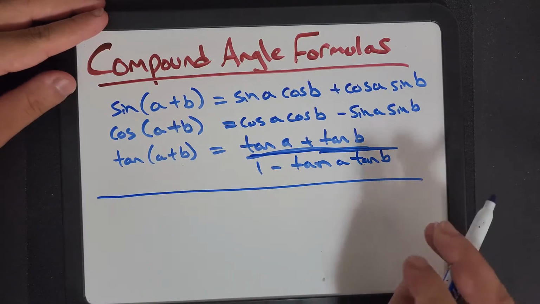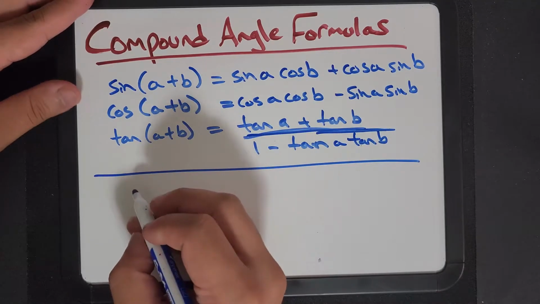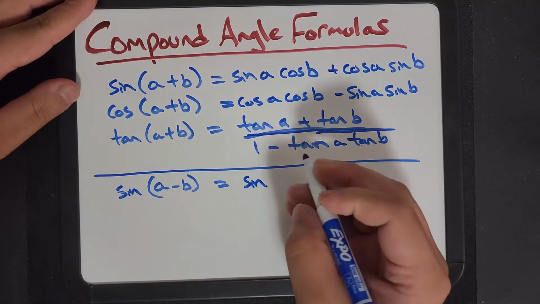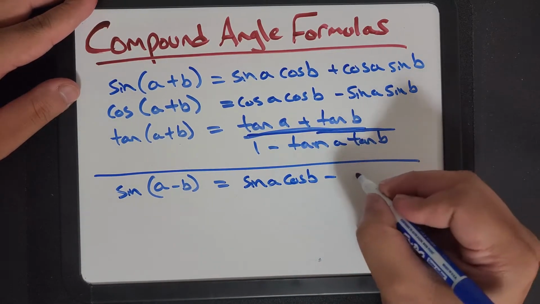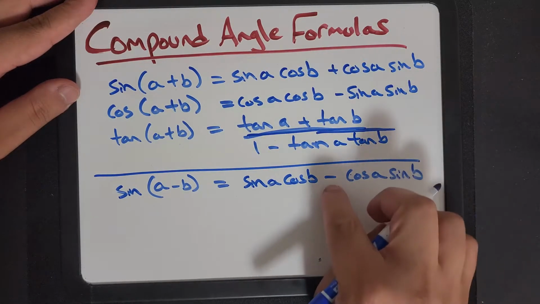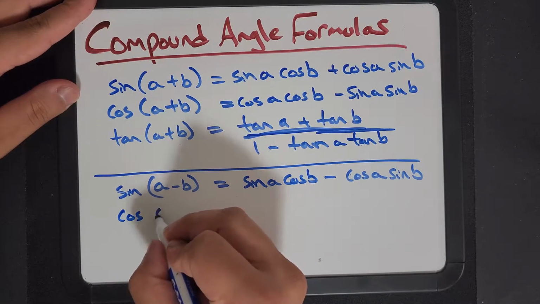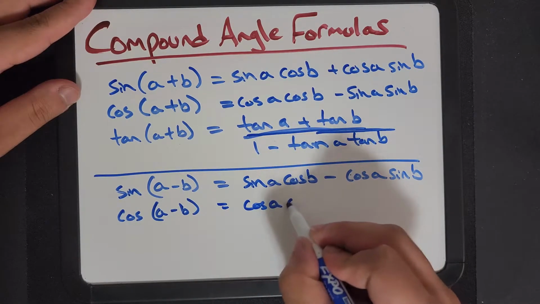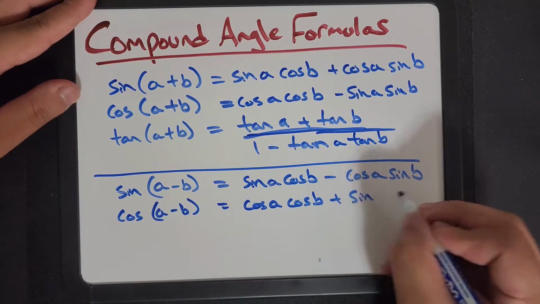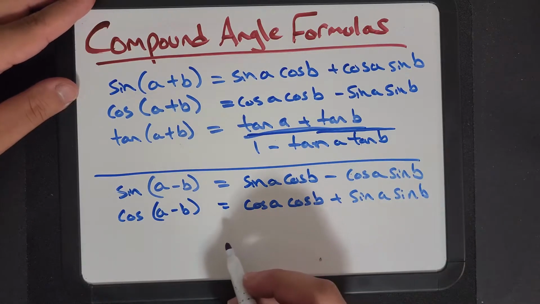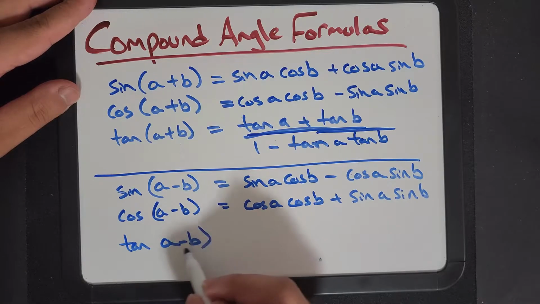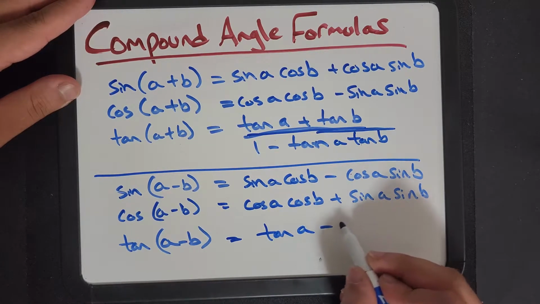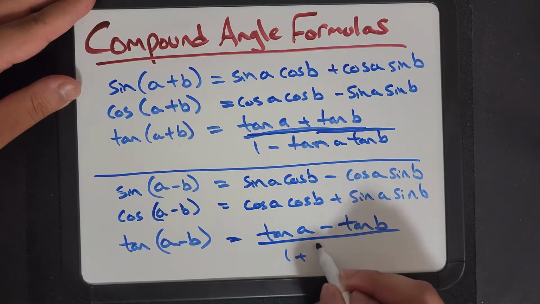Let's also put in the subtraction formulas, which is going to be sine A minus B. The identity there will be sine A cos B minus cos A sine B. So opposite sign flip there. And we have cos A minus B, and that is also going to be the flip side of that one. So cos A cos B plus sine A sine B, and then we have our tan A minus B, and you guessed it, the flip signs. So you have tan A minus tan B over 1 plus tan A tan B.